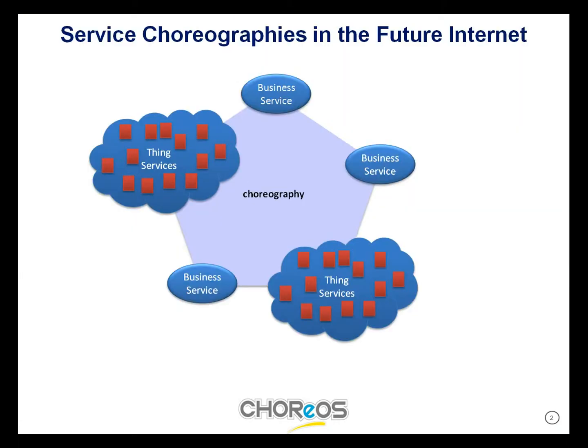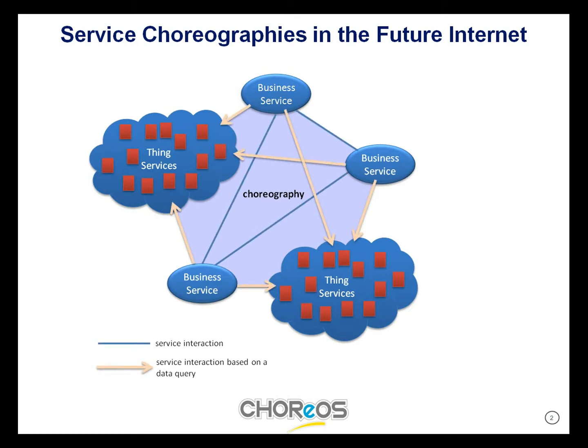In the CHOREOS vision, service choreographies in the future Internet integrate both business services and thing services, thus leveraging the vast possibilities of things linking to the physical world via sensors and actuators. Specifically, a service interaction inside a choreography may take the form of a data query over a large population of thing services. As part of this setting, smartphones, which are getting increasingly ubiquitous and embedding a large collection of sensors, are currently being transformed into extremely powerful things.